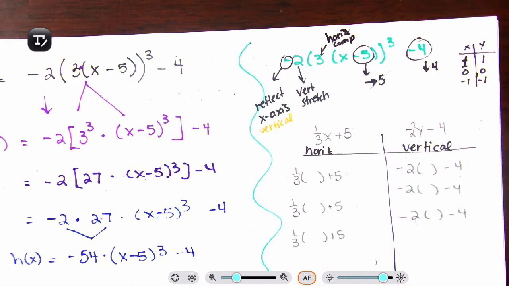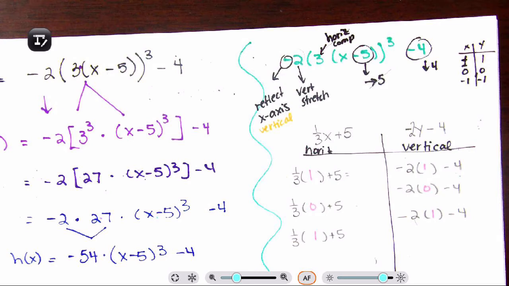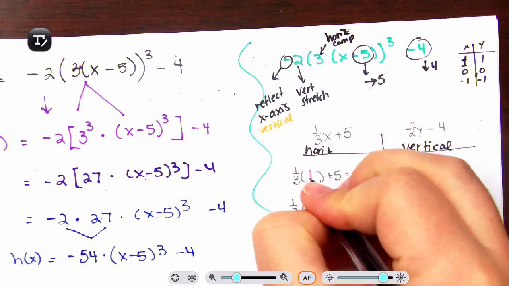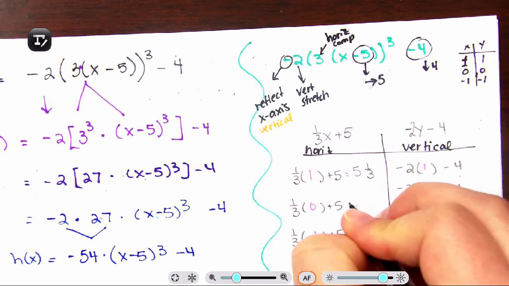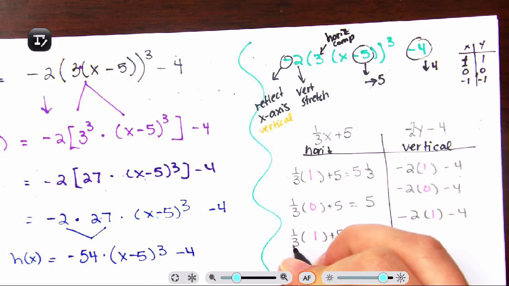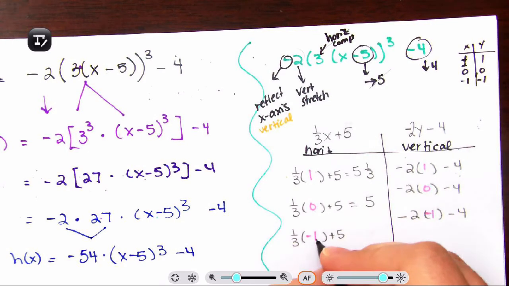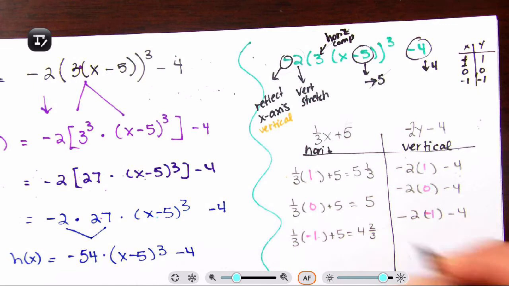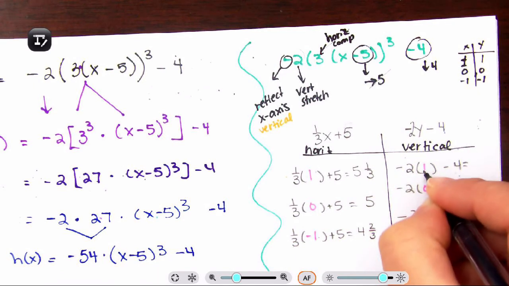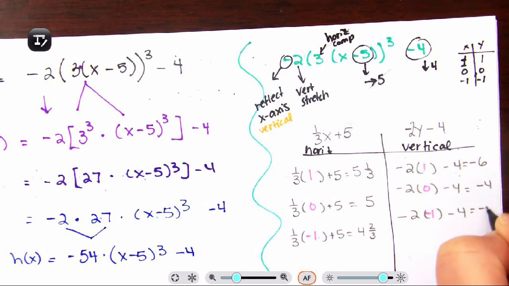Type in your reference points. So I have -1, 0, 1. I have -1, 0, 1. And what do we have? I have 1/3 plus 5, that's 5 and 1/3. I have 1/3 times 0 plus 5, that's just 5. And then, oh, this one should be negative. And this one should be negative. So I have 1/3 times -1 plus 5, which means I have 4 and 2/3. Let's do our y's. -2 times 1 is -2, 4, 5, 6. That's -6. This one's -4. And this one is -2.